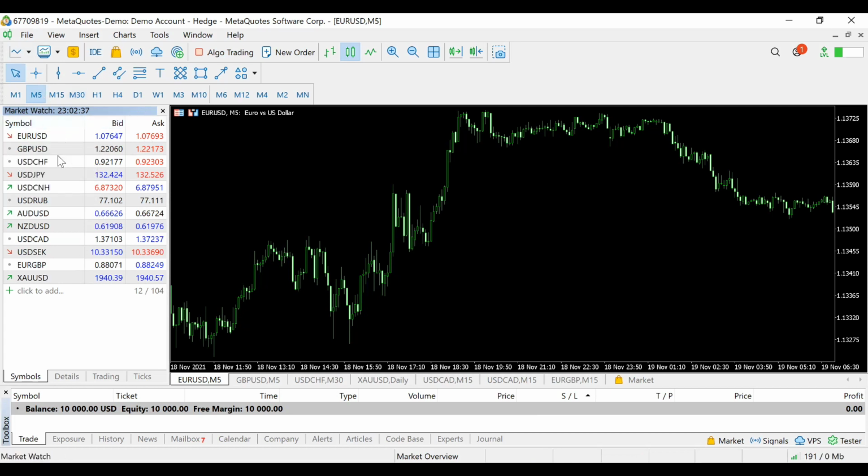We have Euro USD here. That's Euro changing against USD. We have GBP and USD. We have USD and CHF. And we have a lot of them like that. And if you come to the Android device version, you also see them there.